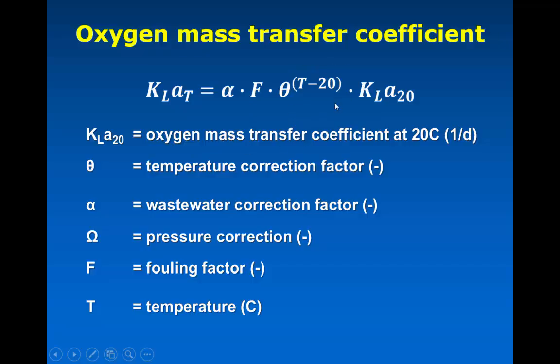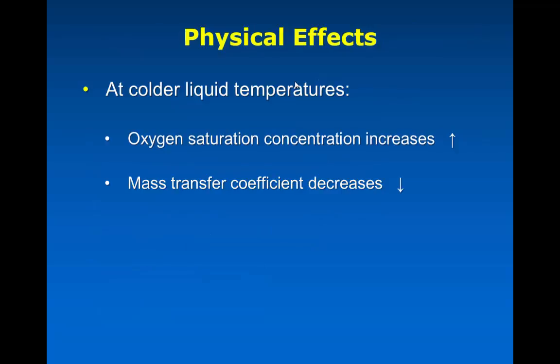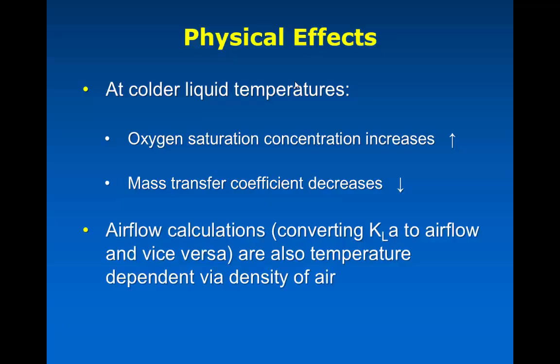So this temperature part, it's actually the same type of mathematical equation as the Arrhenius equation for biology. And we adjust that again so that it is a function of going above or below 20 degrees Celsius. And again, it's that exponential kind of curve. So at colder liquid temperatures, the oxygen saturation concentration goes up, but the mass transfer coefficient goes down. So that allows you to store more oxygen in there, but of course it takes more effort to get that oxygen transfer in there.